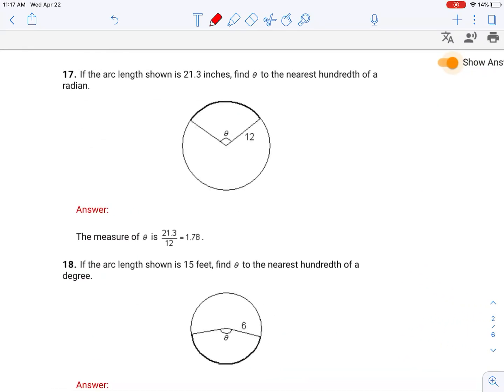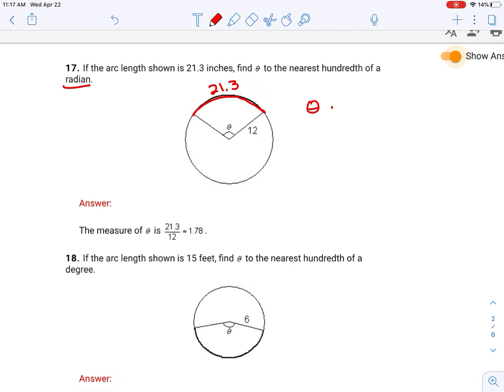17. If the arc length shown is 21.3, find theta to the nearest hundredth of a radian. Here's our arc length, okay? This time we know it is 21.3. And we need to find theta. So theta is just always the missing angle, okay? And it's in radians. So think about what we learned in the last problems. When we went radians times the radius, we got the arc length, okay? So when I went theta times the radius, I got the arc length.